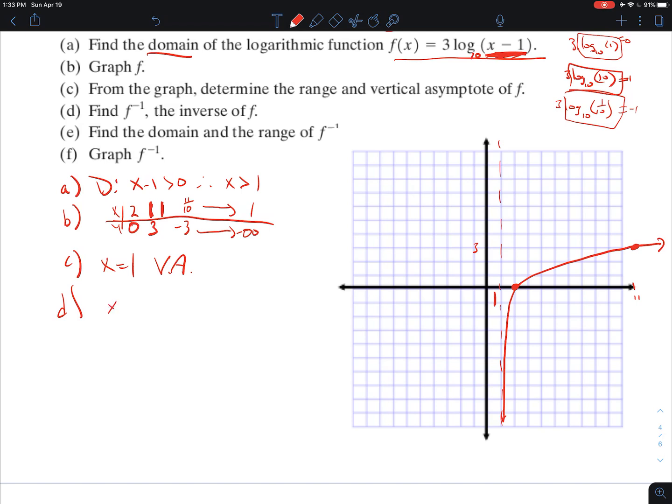Okay, so that means I've got to switch. x equals 3 log base 10 of (y minus 1). So that's x over 3 equals log base 10 of (y minus 1). And I'm going to now write it in exponential form, get rid of the log. 10 to the x over 3 equals y minus 1. And then y equals 10 to the 1/3 x, or x over 3. And then what do I do? Plus 1. There we go.